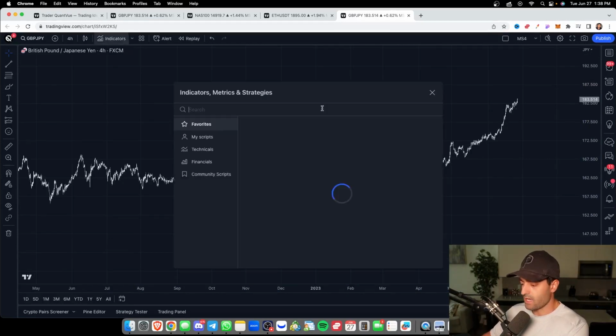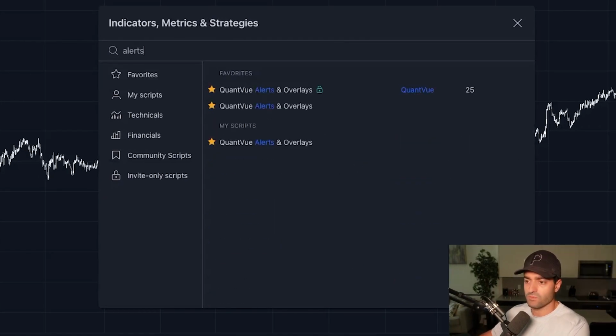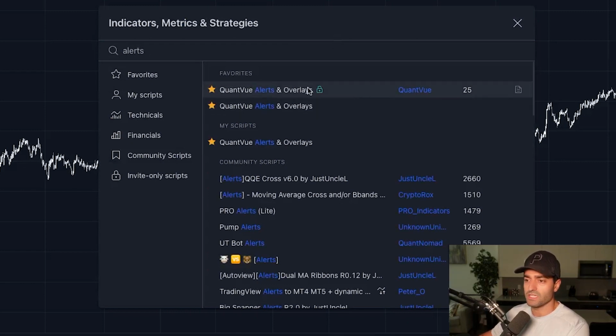So go to the indicators tab, type in alerts and overlays. Once you get access and sign up, you'll see this QuantVue alerts and overlays indicator. Throw that on your chart.